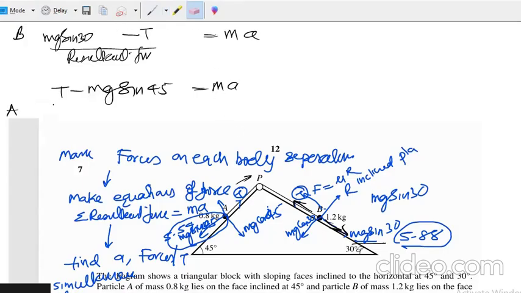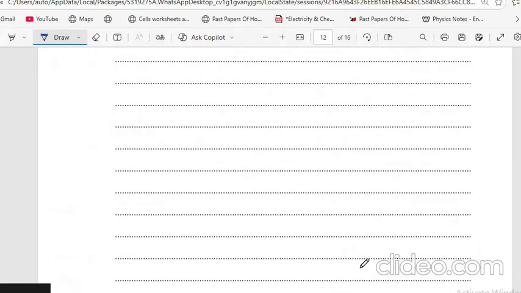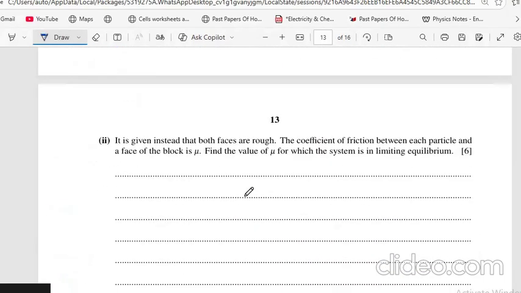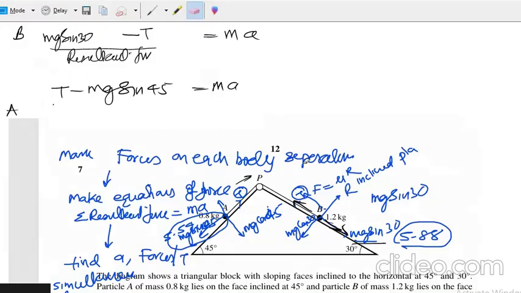Now he says I introduce friction. So what has changed? Friction is mu R. Mu is to be found, and he says both surfaces are rough now. Initially they were smooth, so we didn't have to worry, but now we have to think of friction. Friction opposes the motion: where the body moves down, friction acts up, and where it moves up, friction acts down.